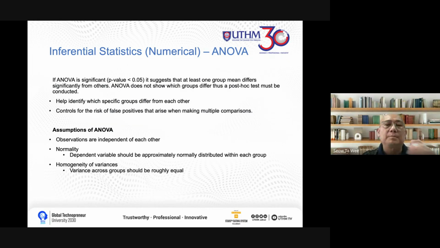Assumptions of ANOVA: first, observations are independent of each other. Secondly is normality: the variable should be approximately normally distributed within each group. Then homogeneity of variance: the variance across the groups should be roughly equal, meaning the spread of the variable is the same.